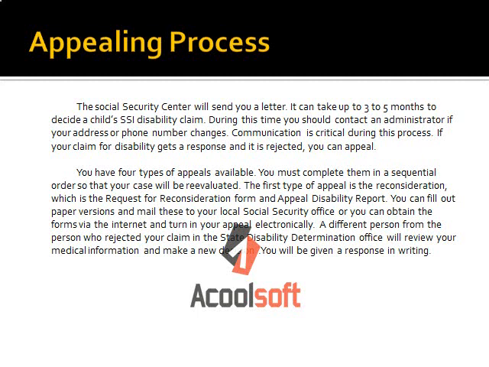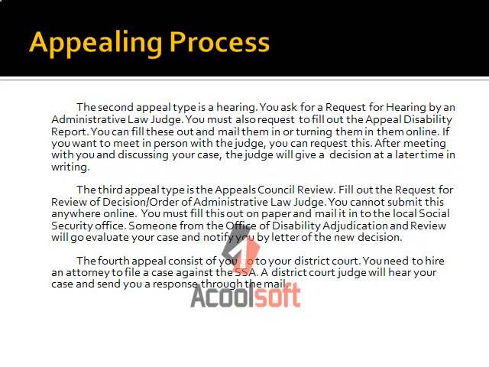A different person from the person who rejected your claim in the state disability determination office will review your medical information and make a new decision. You will be given a response in writing. Appealing process continues. The second appeal type is a hearing.